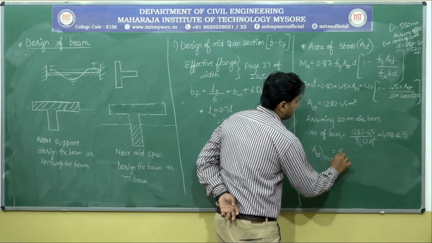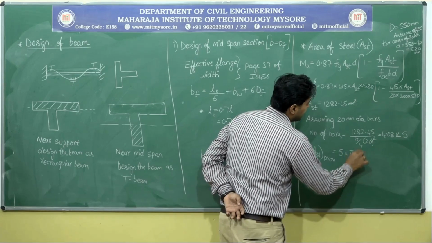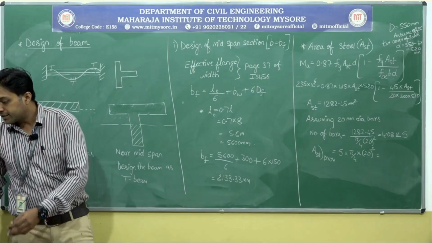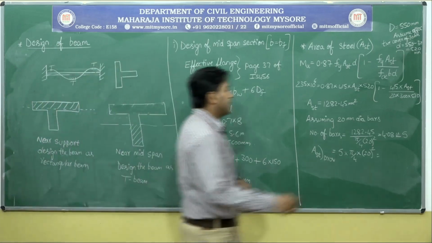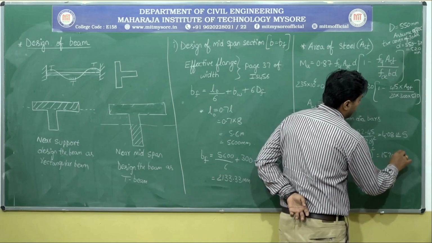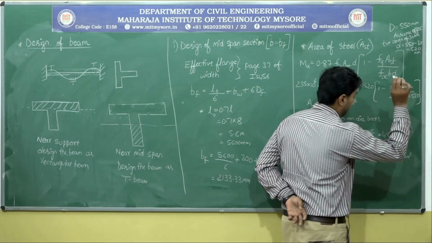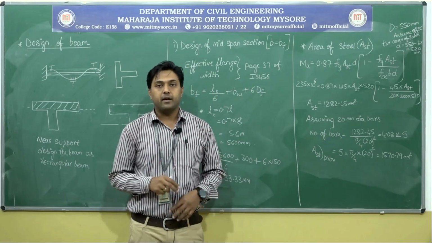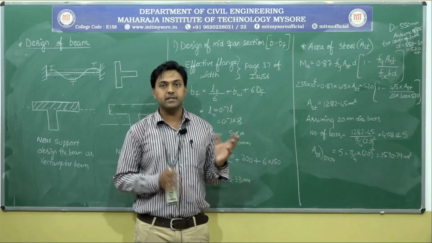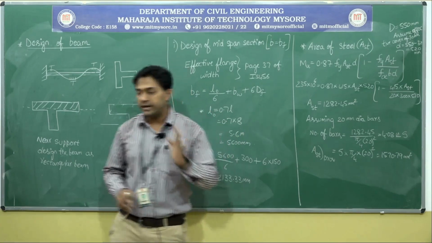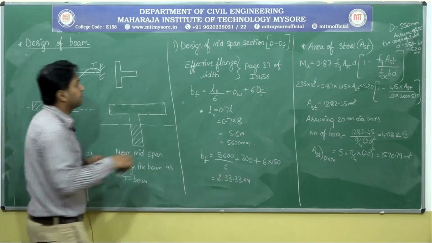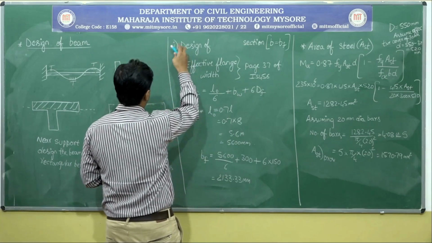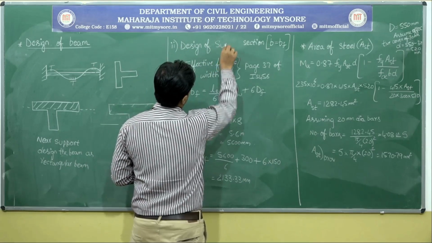So it's nothing but equal to 5 number of bars I have provided, then area of each bar. The value that we are getting here is 1570.79 mm square. So I have calculated the number of bars near the midspan. Let me now go with the number of bars near the support reaction, near the supports. So design of midspan section over. Now design of the second one I will be taking, the design of support section.